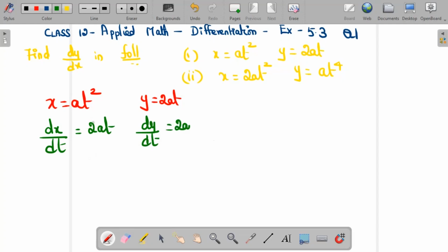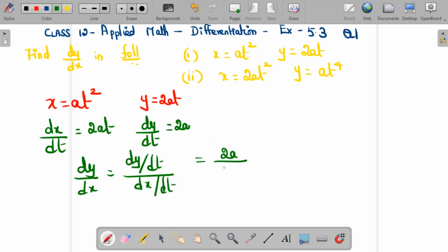Now we need to find out what dy by dx is. dy by dx is equal to dy by dt, the whole thing divided by dx by dt. So this is 2a divided by 2at. So 2a and 2a will get struck off from numerator and denominator. So the answer is 1 by t. So for the first question, dy by dx is equal to 1 by t.